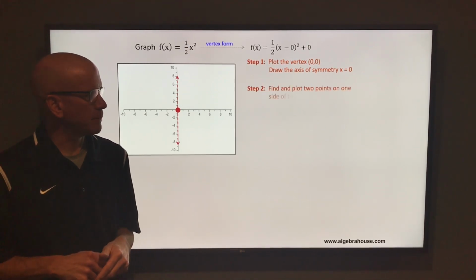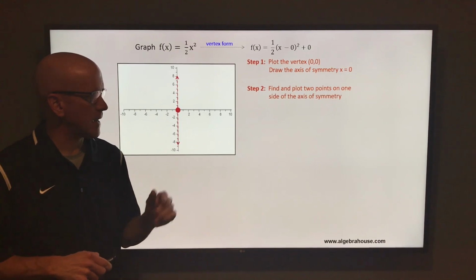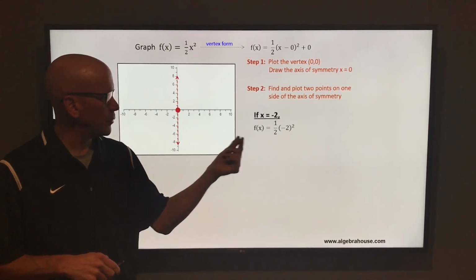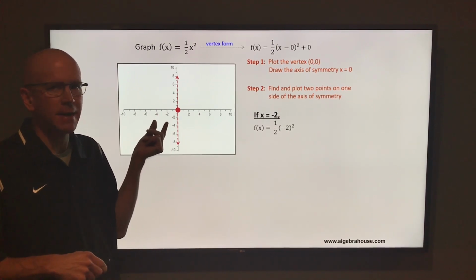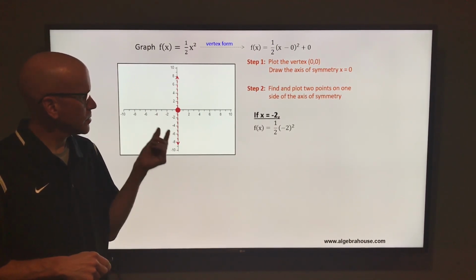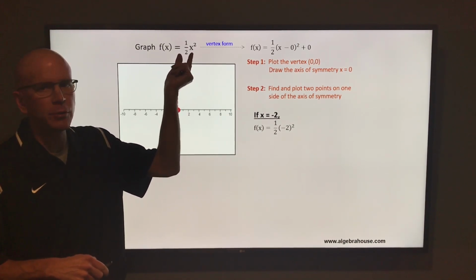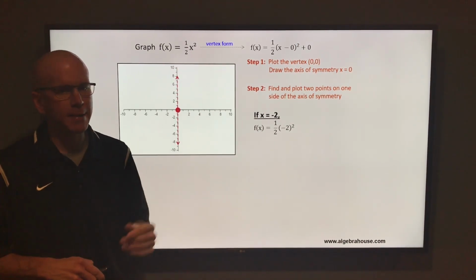Step 2 would be find and plot 2 points on one side of the axis of symmetry. So for example, we're going to take x equals negative 2. So negative 2 would be on the left side of that axis of symmetry. So you're just going to have to substitute negative 2 in for x. Then you'll have the y-coordinate.